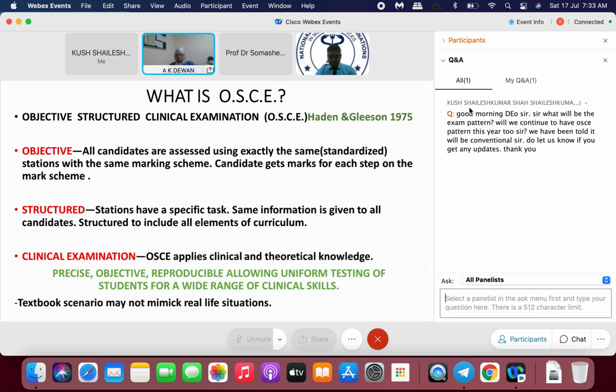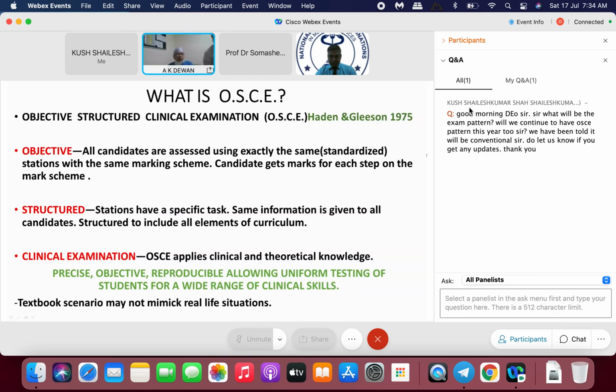So here I'm going to talk about what is OSCE. OSCE is objective structured clinical examination. Objective means all the candidates are assessed using exactly the same standard stations. Stations means you can say a questionnaire with the same marking scheme, and the candidate gets marks for each mark scheme. One question may be divided into 4 parts, 3 parts, and each part will have some marking.